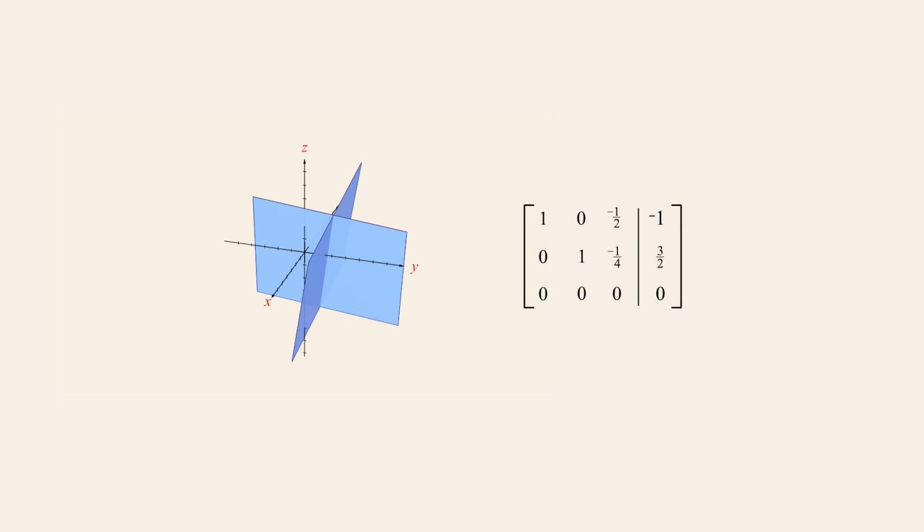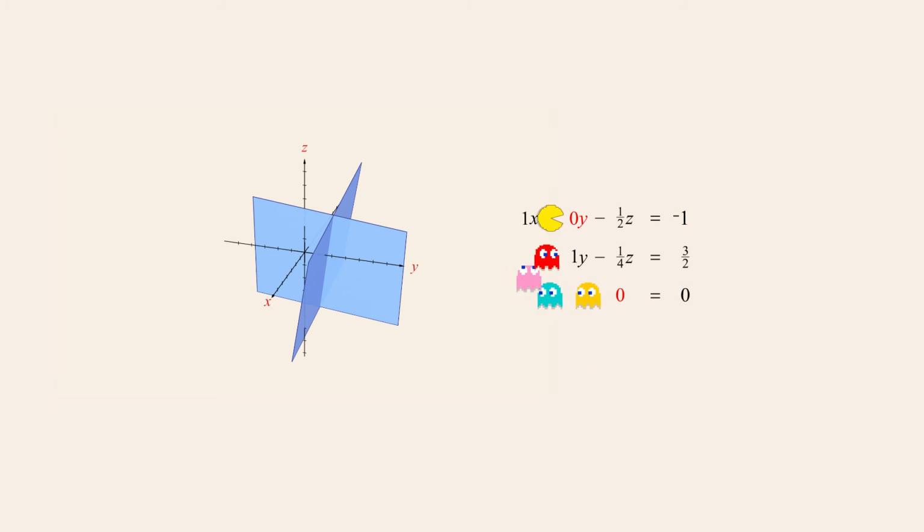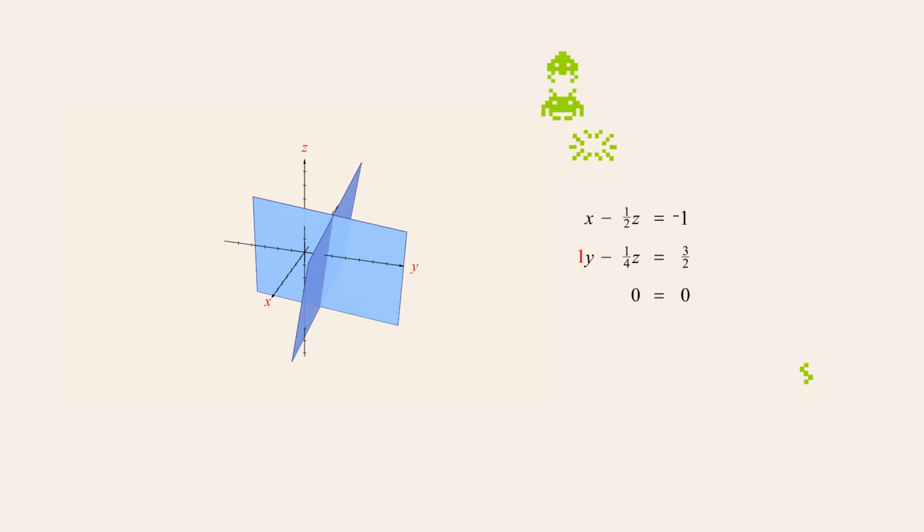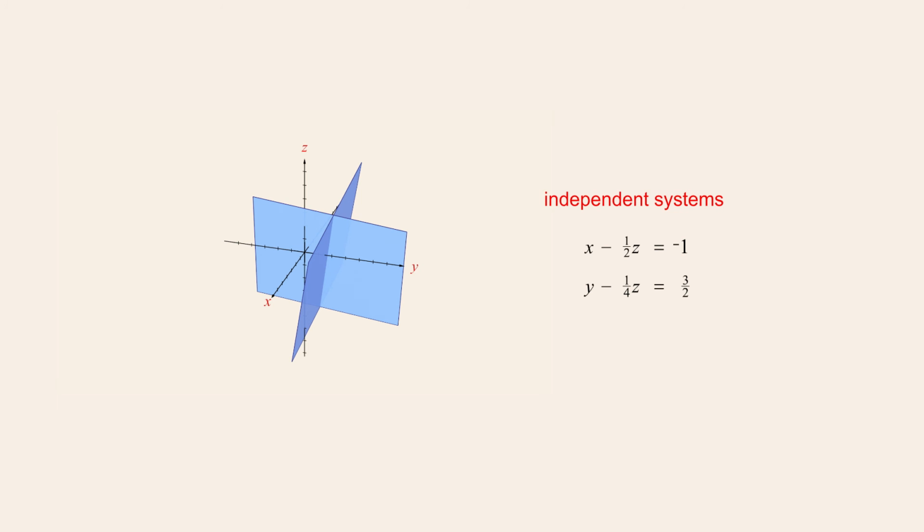Converting this matrix back into equations, eliminating the terms with 0 coefficients, eliminating the coefficients of 1, and the equation 0 equals 0, we now have an equivalent system of 2 independent equations. So Gauss-Jordan elimination has created an equivalent independent system of 2 linear equations.